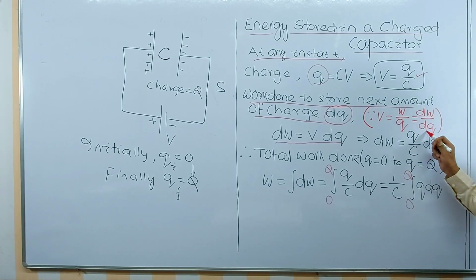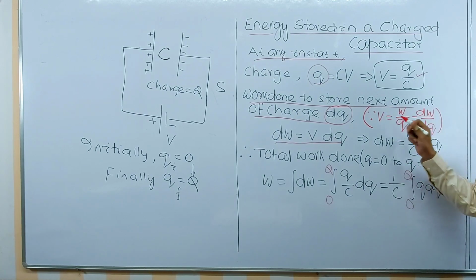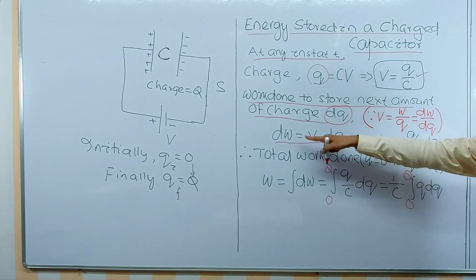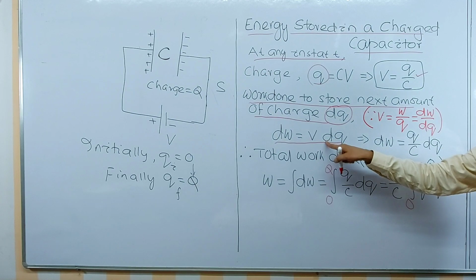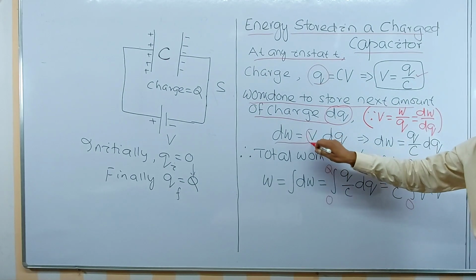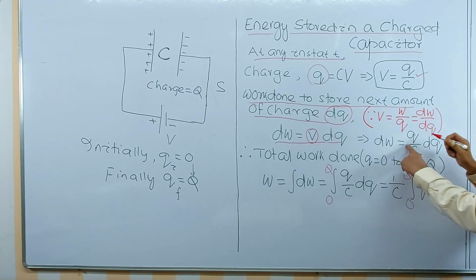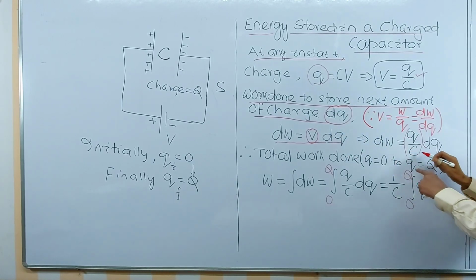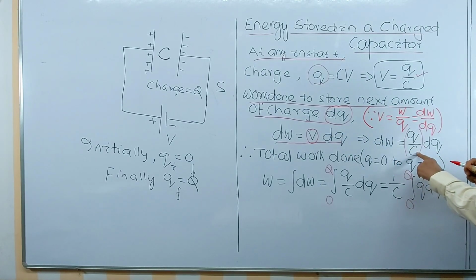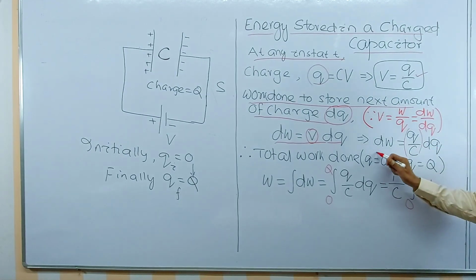So dW, you can cross multiply this. dW is equal to V into dq. You can see here V into dq. I have written dW is equal to V into dq. Now see, this V you can take from this formula, that is q by C. In place of V you can write q by C, that is q by C into dq.